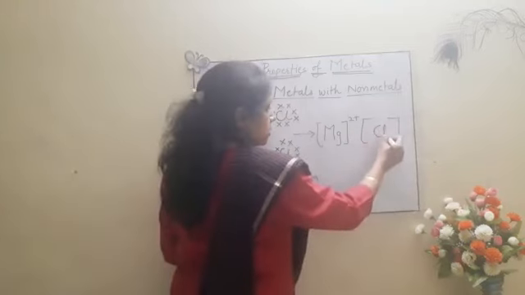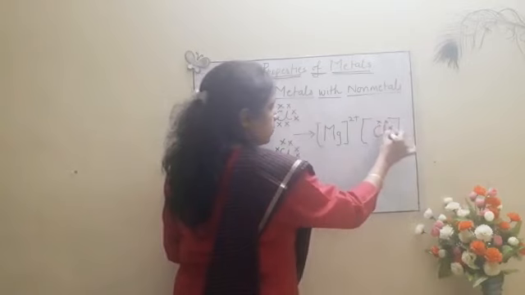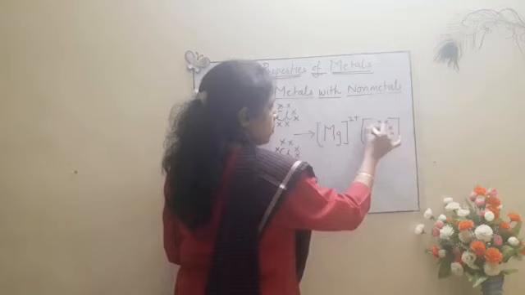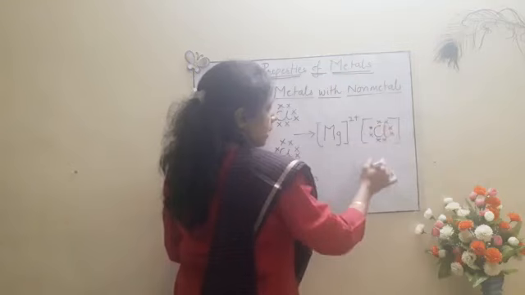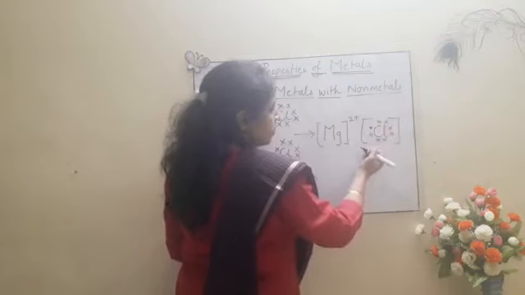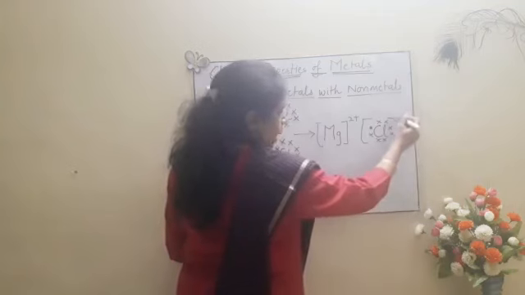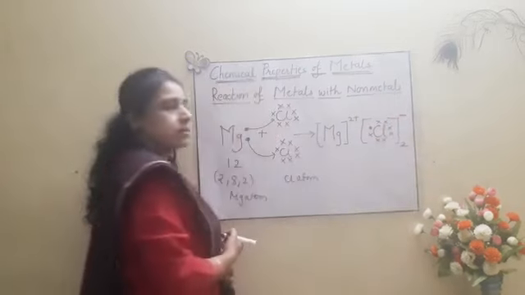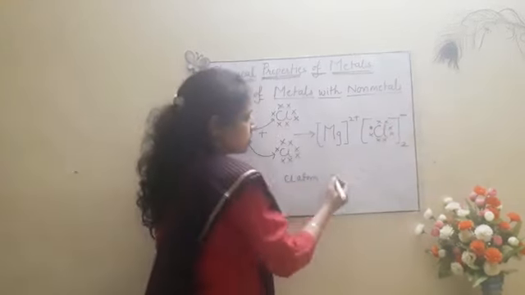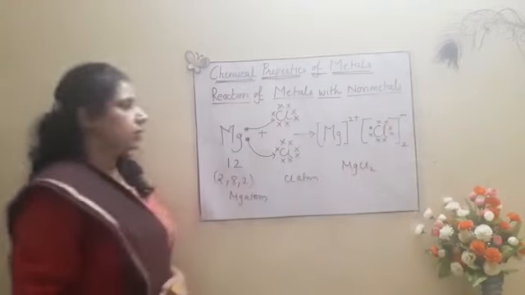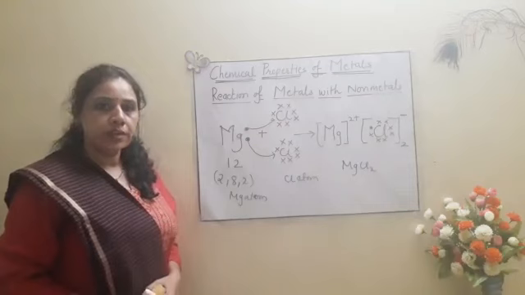So its structure will be like this, having 7 electrons of its own and 1 coming from magnesium. Like this, there are 2 chloride ions, so we will write 2 here, and the charge over 1 chloride ion is minus. So this is the structure of magnesium chloride. I hope it is clear to everyone.